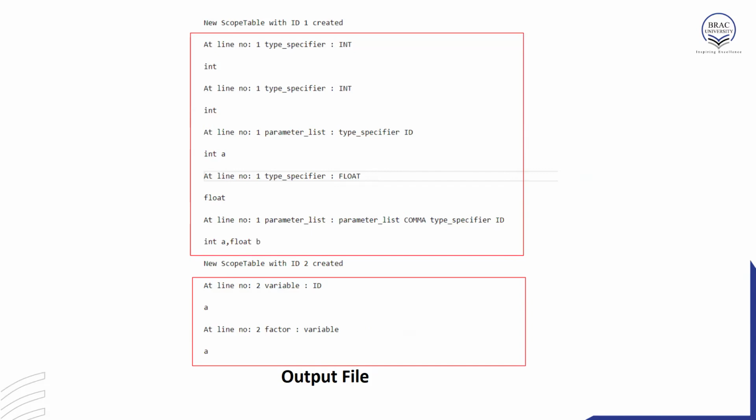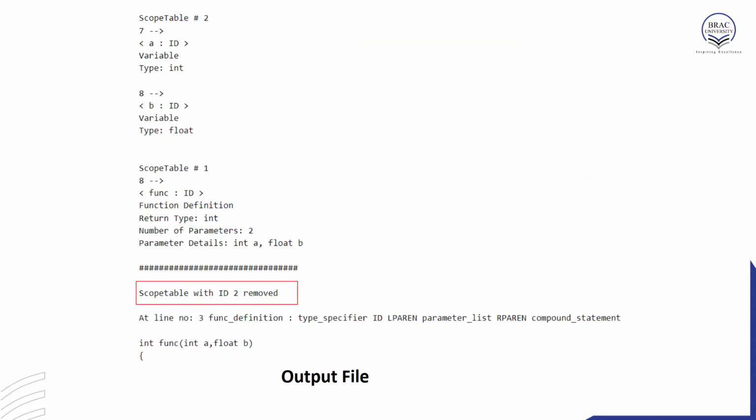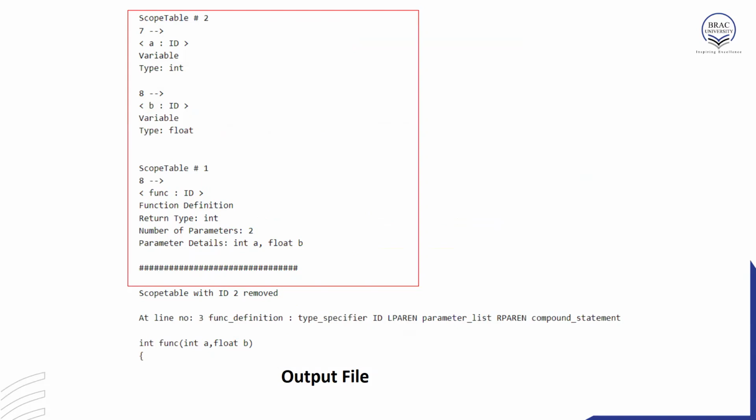Now let's see what we will have to do in the rules and actions section. You will have to print matching grammar rules and corresponding segments of source code as in the previous assignment, and the total number of lines at the end of the log file. Additionally, print the ID of the new scope table when you are entering a new scope. Print which scope table is being removed from the symbol table when you are exiting a scope. When you exit a scope, print all the scope tables currently present on your symbol table.